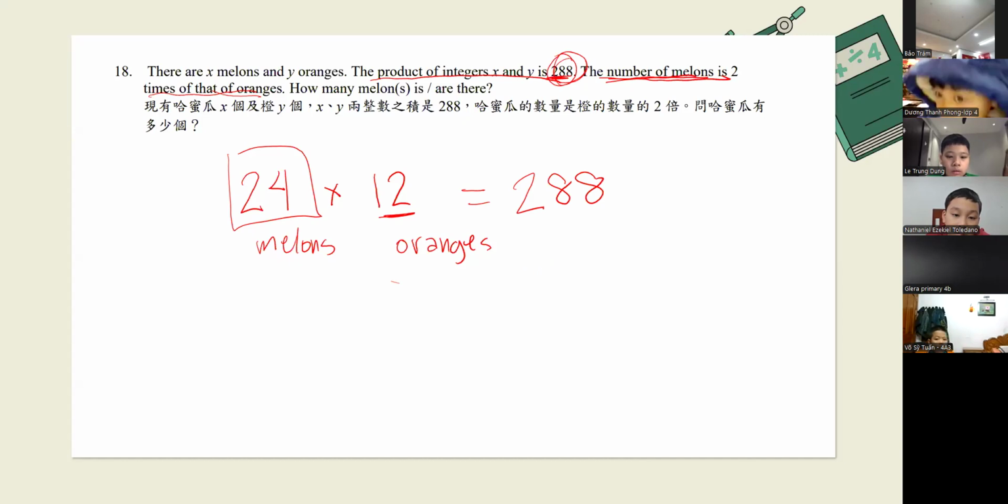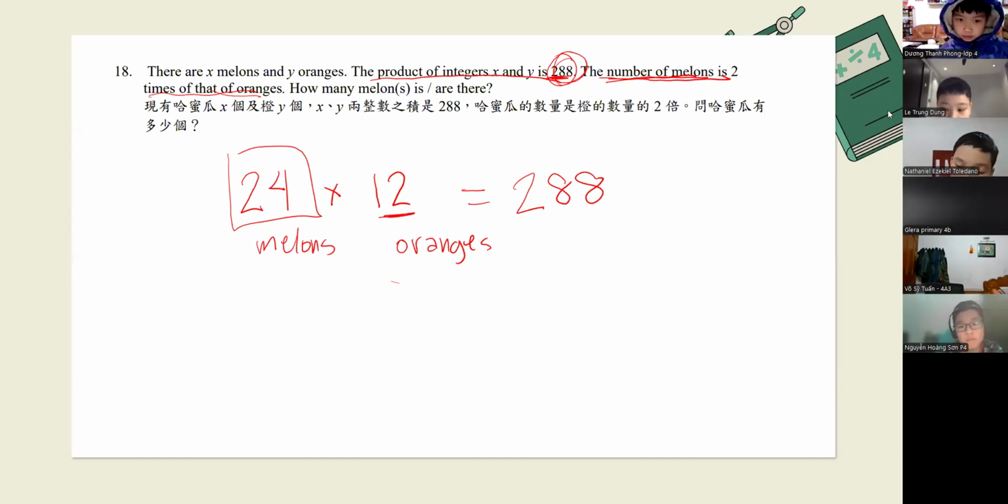All right? Is that clear? Questions? Okay, so this is also a way to check if our answer is correct. You can always go back to the problem to see if it makes sense.